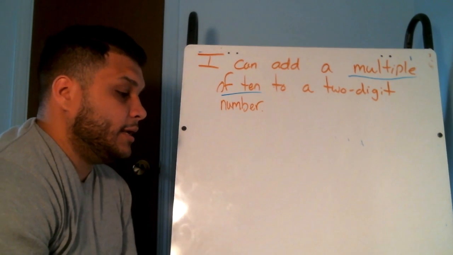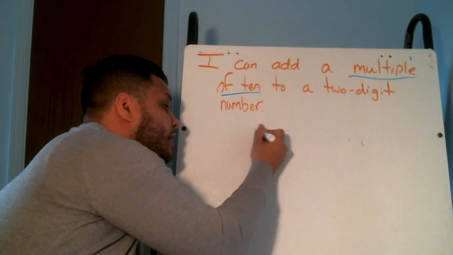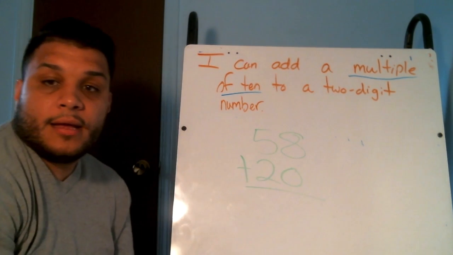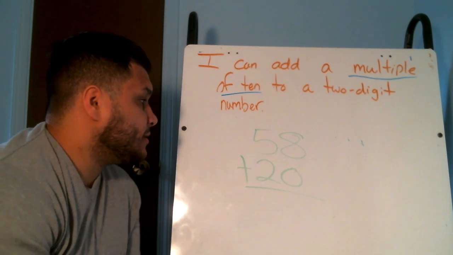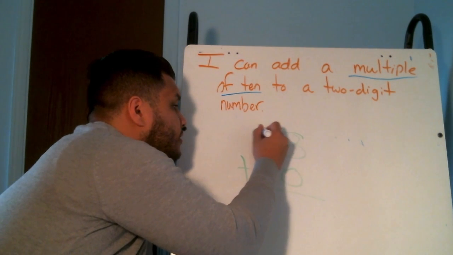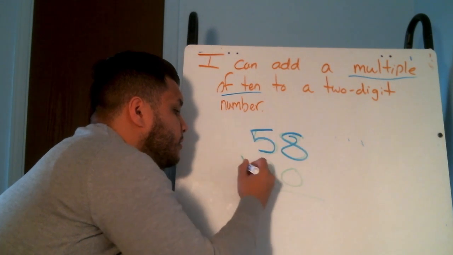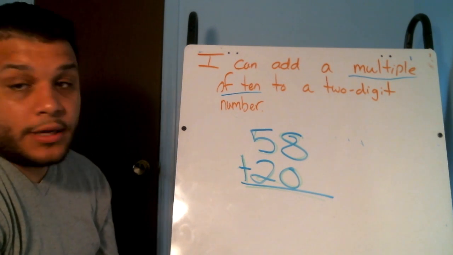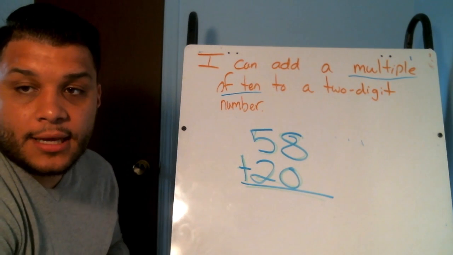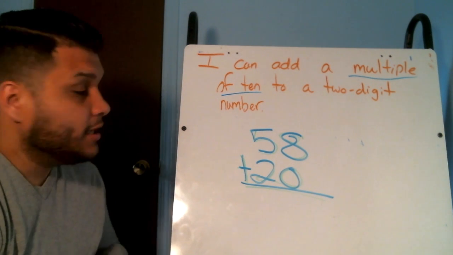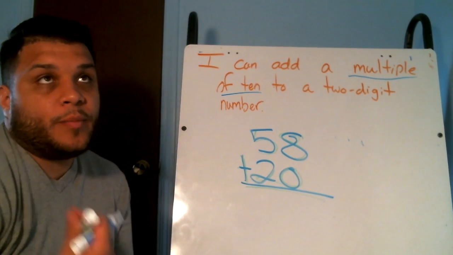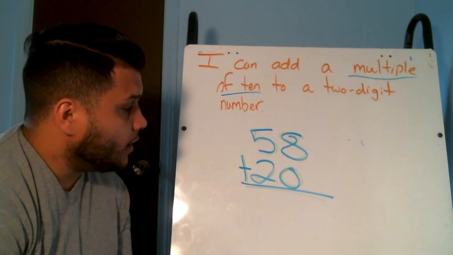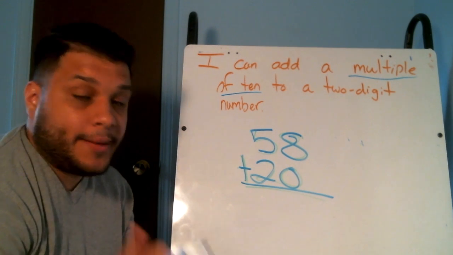My next example is 58 plus 20. If you notice, let me write over that. That way you guys can see a little bit more clear. If you notice, 20 is my multiple of 10 because I added 10 2 times. 58 is not a multiple of 10 because no matter how much I add 10, I'll never get to 58. Okay, so step number 1 is to draw a picture.